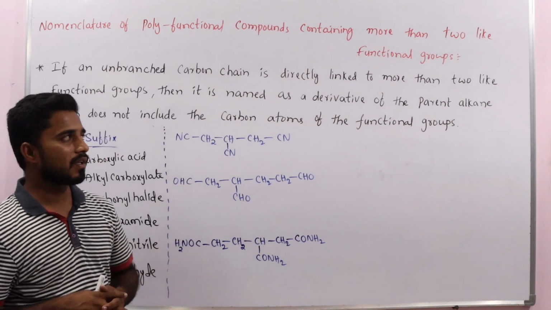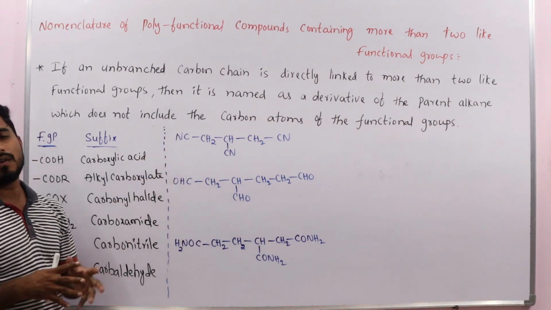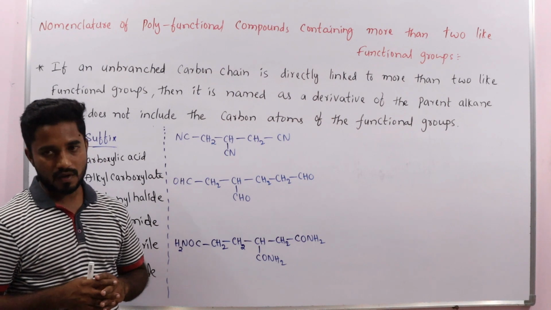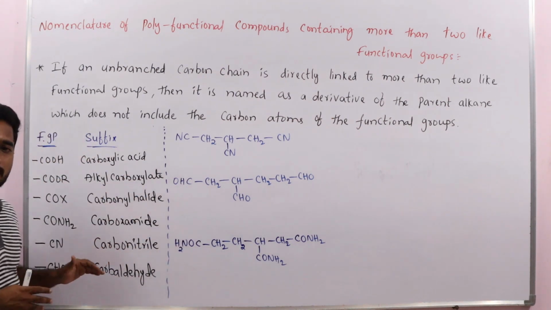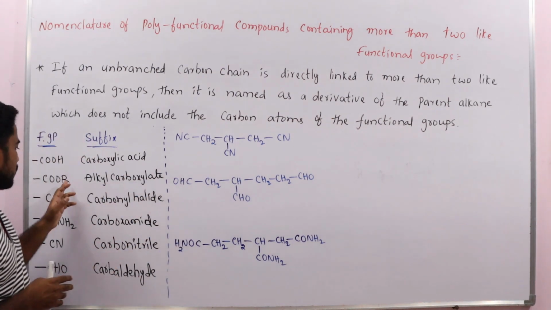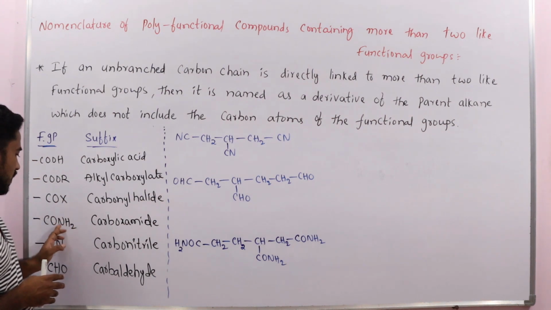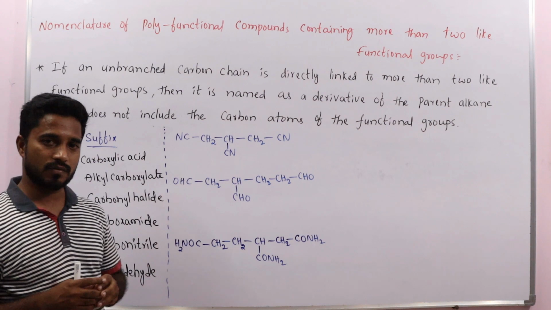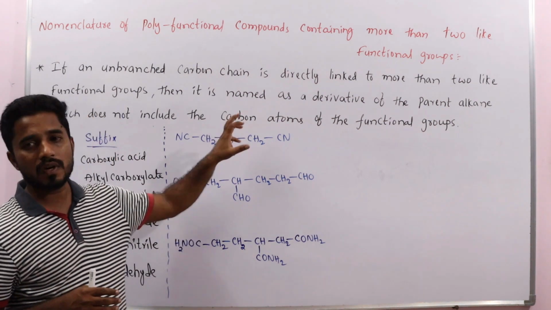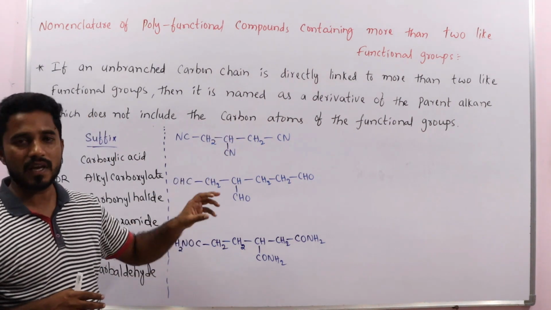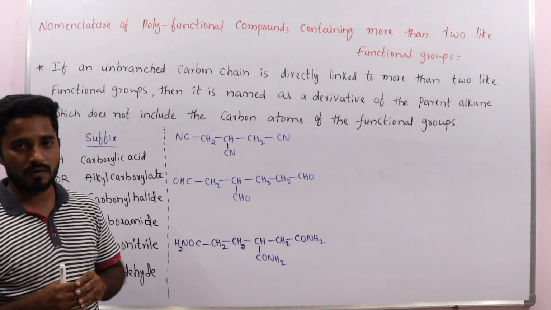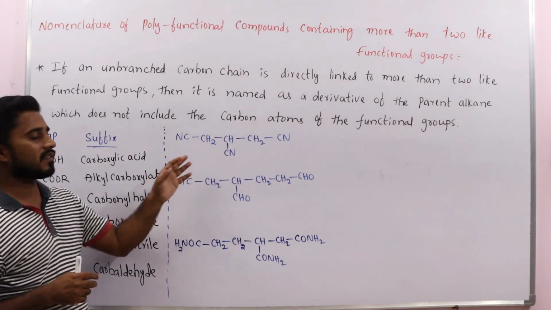Before going to that, this rule is only applicable to chain terminating functional groups. These are all chain terminating functional groups: COOH, COOR, COX, CONH2, CN, CHO. So this rule is only applicable to chain terminating functional groups. This point is very, very important. Okay, remember. Let us see this example.